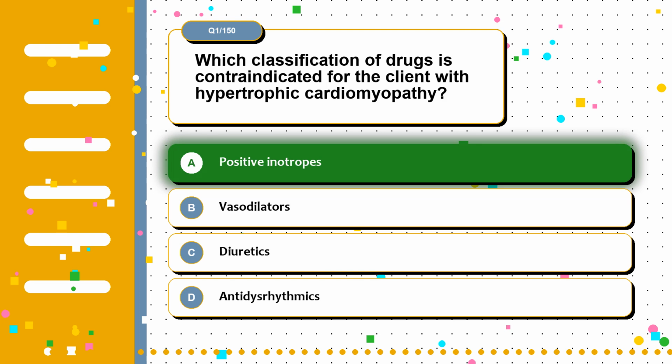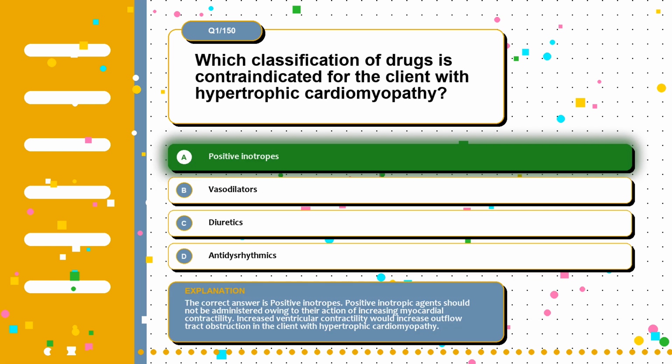The correct answer is option A. Positive inotropes. The correct answer is positive inotropes. Positive inotropic agents should not be administered owing to their action of increasing myocardial contractility. Increased ventricular contractility would increase outflow tract obstruction in the client with hypertrophic cardiomyopathy.